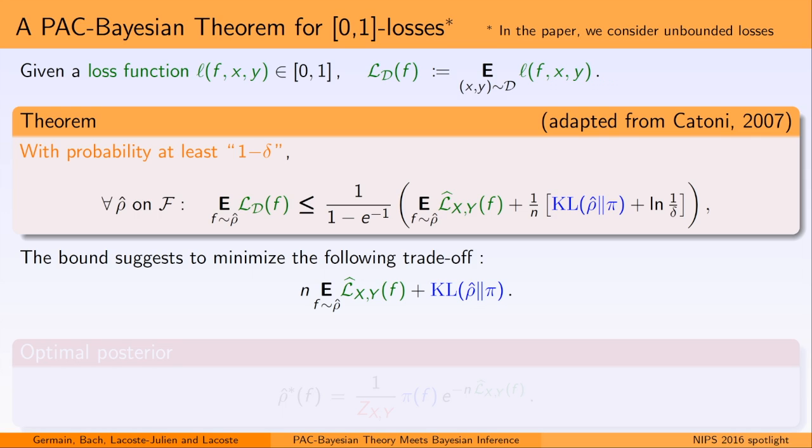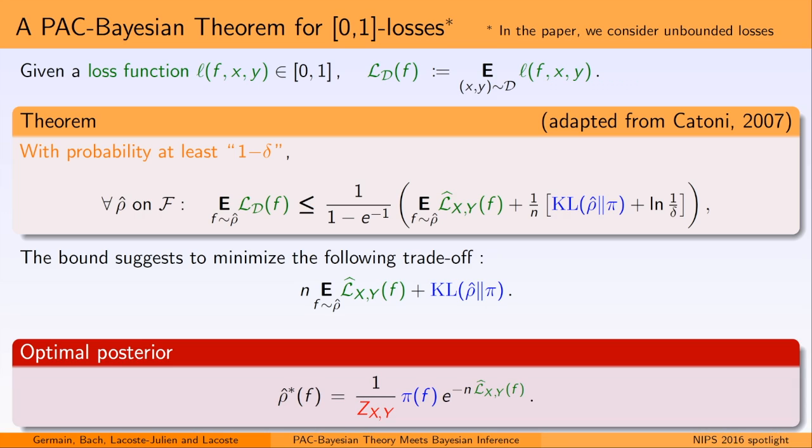An interesting aspect of this theorem is that to minimize the bound, we only need to minimize a linear trade-off between the empirical loss and the Kullback-Leibler divergence. It is well known that the minimization is obtained by a Boltzmann distribution, where Z here is a normalization constant.